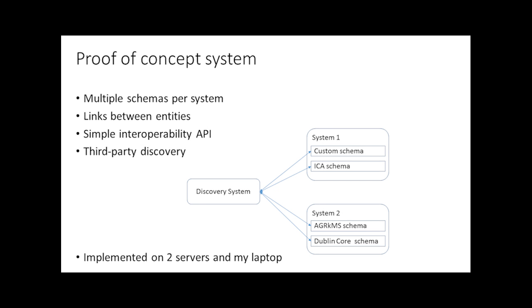What I've got is, this isn't quite right because I don't have my laptop in this picture, but I've got two instances of the system in the cloud. One that's running essentially a custom schema, and I also have the ICA schema running there. And in System 2, I've got the Government Record Keeping Metadata Standards schema running and Dublin Core as well.